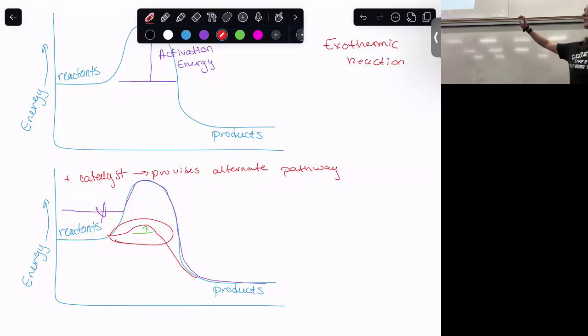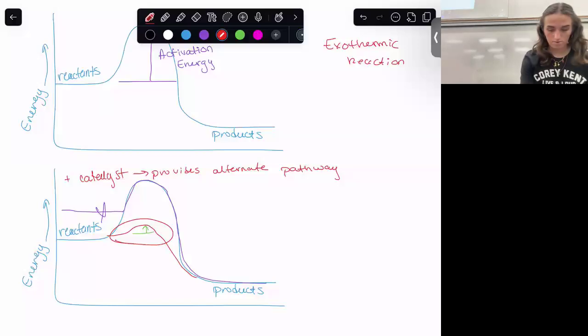The only way that you could increase the reactant's energy, right? The catalyst is the red line. The purple line is if we increase the temperature of our reactant, right? So the only way to increase the energy of your reactants is by increasing temperature, but catalysts don't do that. They provide an alternate pathway.